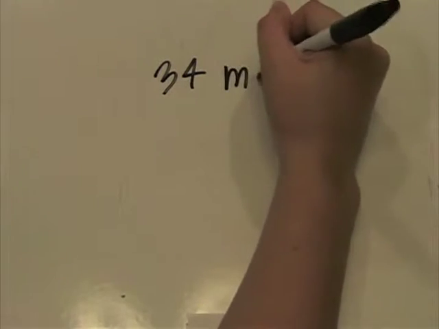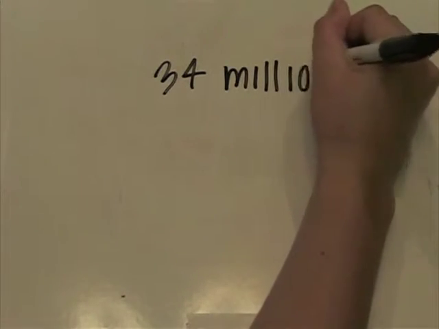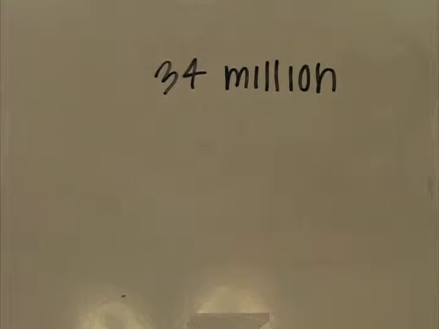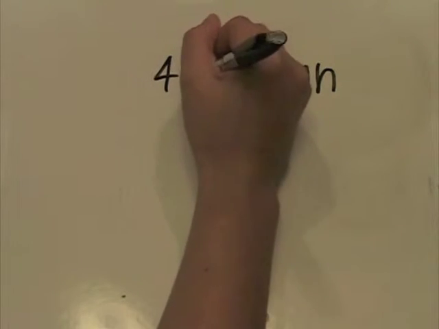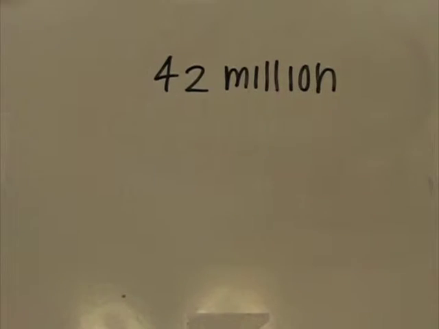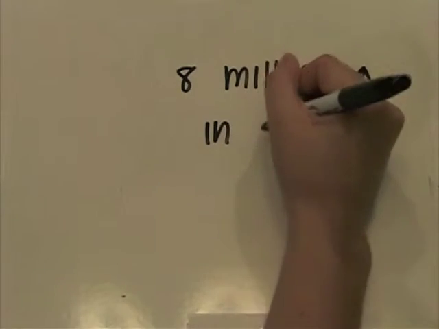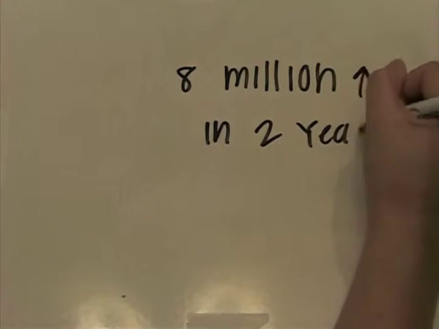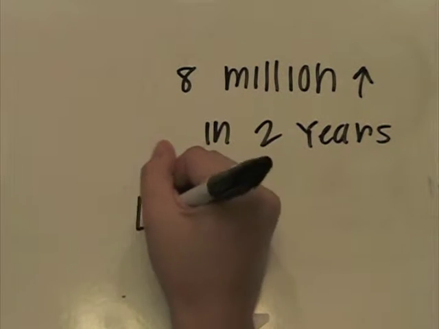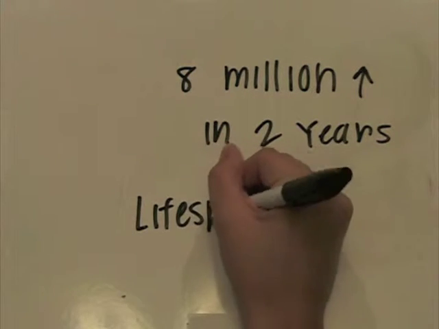At the end of 2008, approximately 34 million people were infected with HIV. Currently, there are 42 million people carrying this disease. That's an 8 million case increase in 2 years. As there is no cure or treatment for HIV, the lifespan of infected individuals is drastically reduced.